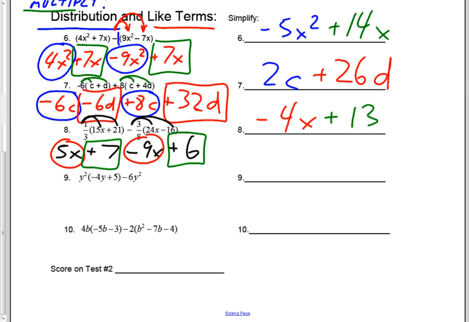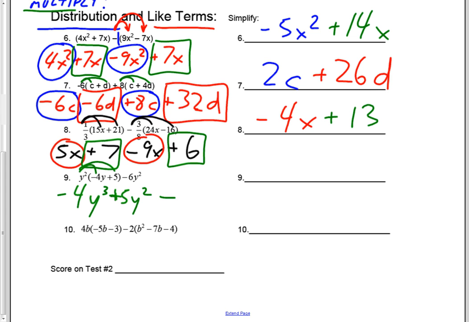I see a little bit of distribution here. What is y squared times y? Y cubed. So from the distribution, y squared times y is y cubed. Y squared times 5, you just put them together. This is the only time when you change the exponent, when you're multiplying.